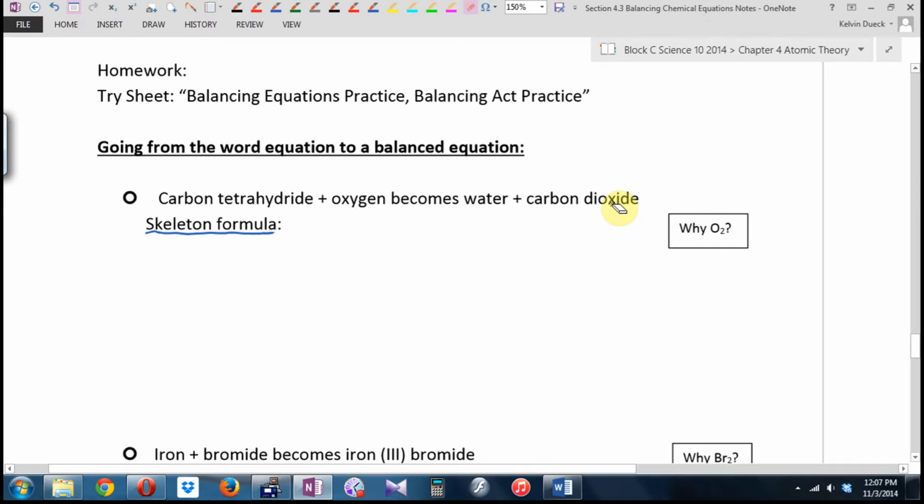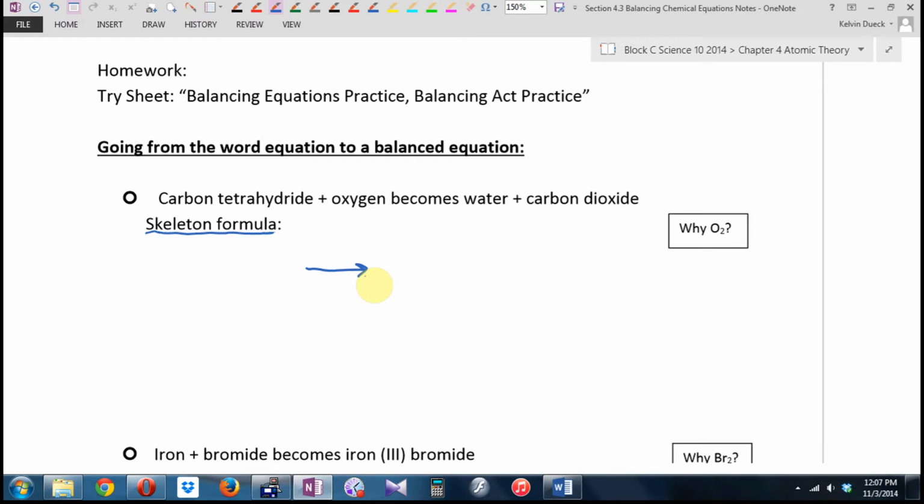Okay. First thing. The becomes is going to be the middle of my equation, an arrow. On the left side, I'm going to have carbon tetrahydride plus oxygen. On the right side, I'm going to have water plus carbon dioxide, but I need to write these as formulas, and this is why you may or may not need your periodic table.